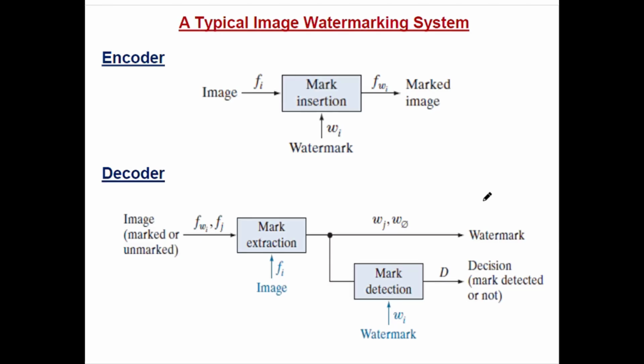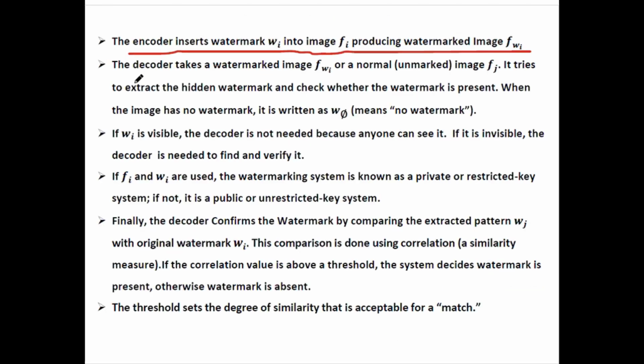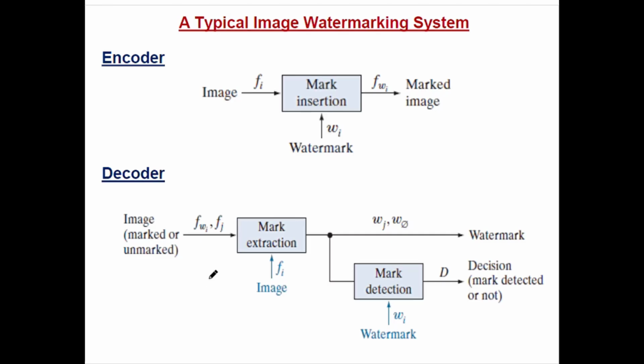Coming to the decoder, the decoder takes a watermarked image Fwi or a normal unmarked image Fj. The input for the decoder is Fwi or Fj. Fwi is the watermarked image and Fj is the image which is not watermarked, meaning the original image.